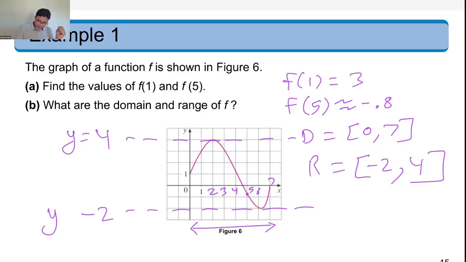Okay, by the way, the equation of those lines, we're reviewing, right? Why not review whatever comes up? Okay, the equation of those horizontal lines will be y equals 4 and y equals negative 2.